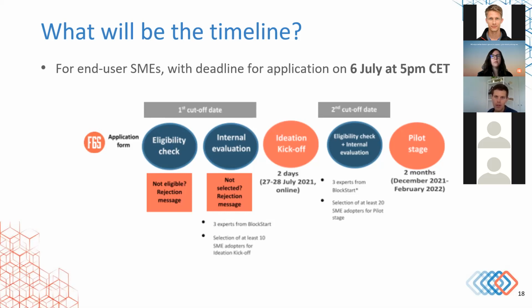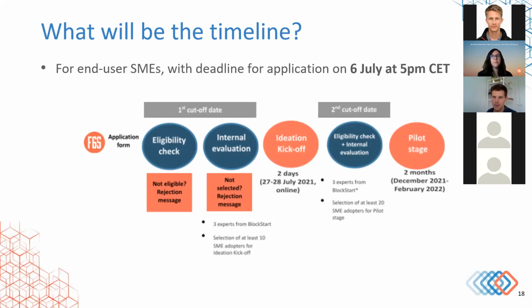And then the second cutoff will be devised to select the SMEs, at least 20 SMEs, that will pilot and give feedback and demo the solutions of the 5 finalist blockchain startups. But if you apply until the first cutoff date, you will be eligible both for the ideation kickoff event and also for the pilot stage. So the second cutoff is the one where, of course, the ideation kickoff would already have passed. So for the second cutoff, the aim would be to see if you would be selected to participate in the pilot stage.